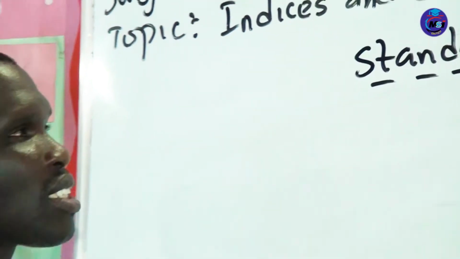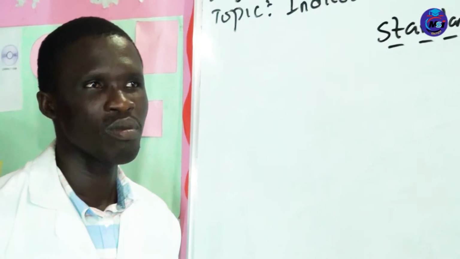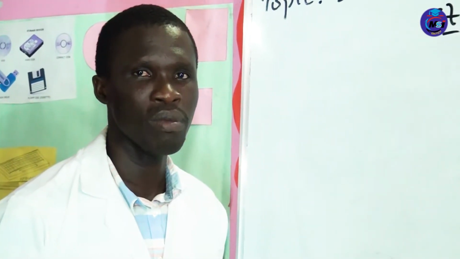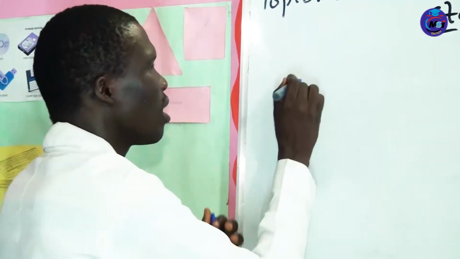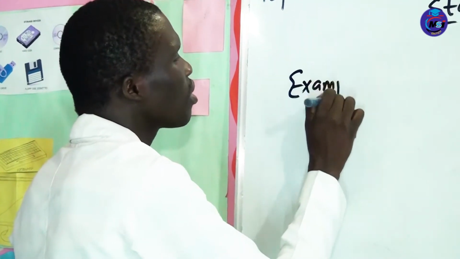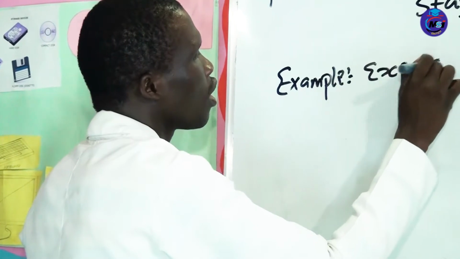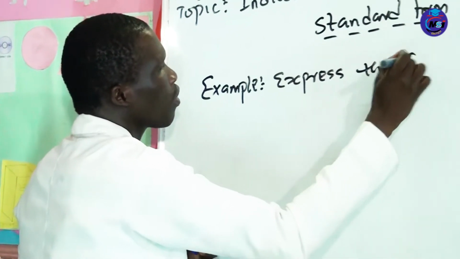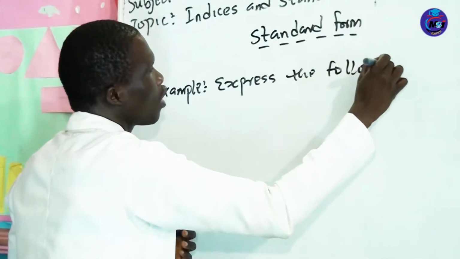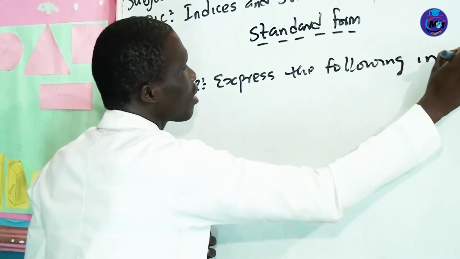Now this is standard form. How do we get standard form? Let's say, for instance, let me give you this example. Express the following in standard form.